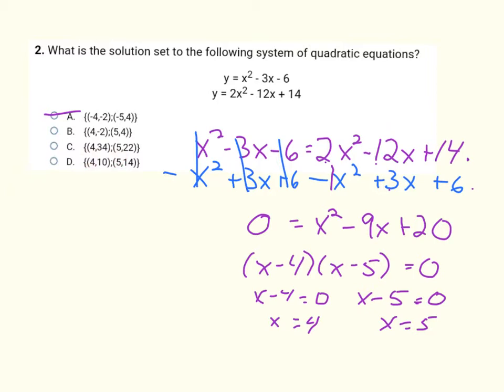So that means I'm going to have to go ahead and substitute these answers into one of these equations to find out what y is. I'm going to pick the top one because it just has smaller numbers, but you could pick the other one.